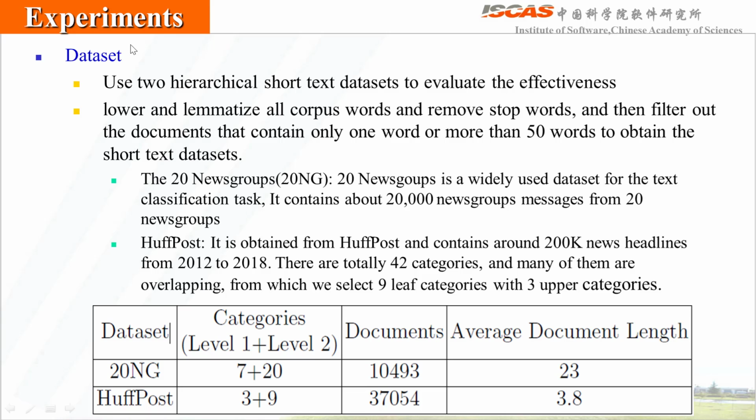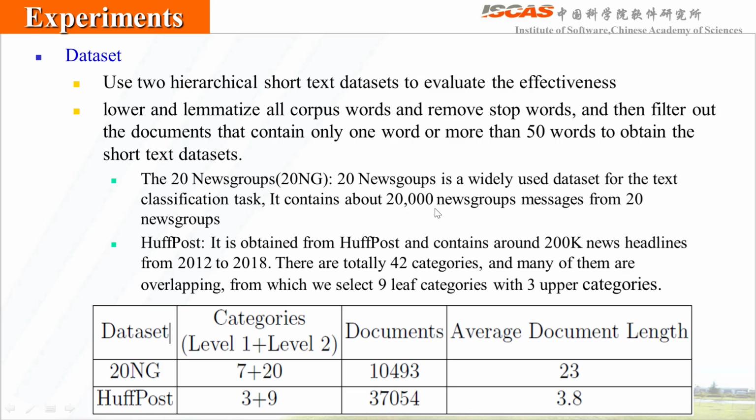In the experiment section, we used two hierarchical short text datasets to evaluate the effectiveness of our model. For both datasets, we at first lower-case and lemmatize all corpus words and remove stop words, and then filter out the documents that contain only one word or more than 50 words to obtain the short text datasets.